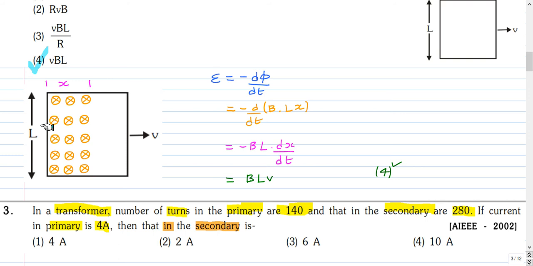This is the next question. In a transformer, the number of turns in the primary are 140 and that in secondary are 280. If the current in primary is 4 amps, then that in secondary is. You can pause and attempt this question.